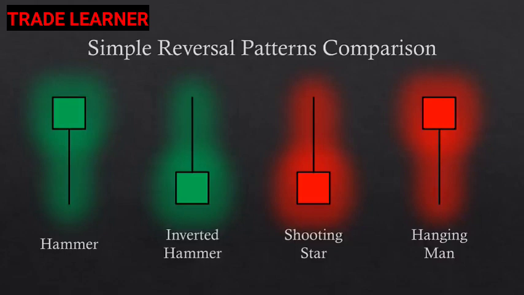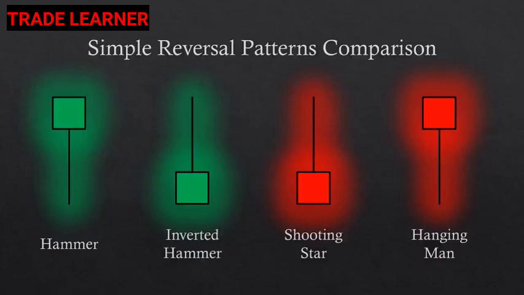For instance, the hammer is very similar to the hanging man. The only difference is that one has a bullish body and the other has a bearish body. However, the fact that the hammer appears in a down move means it will signal a possible reversal to the upside, while the hanging man appearing in an upward move means a possible reversal to the downside. Notice that the quality of the candle body dramatically changes the logical interpretation of the candlestick pattern.